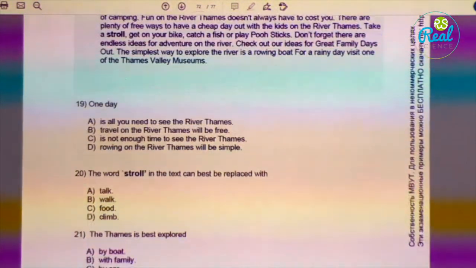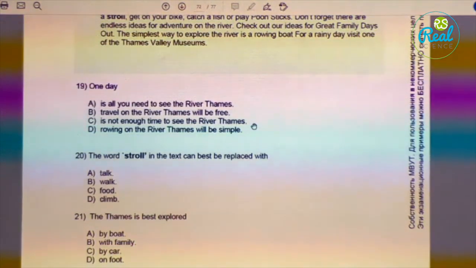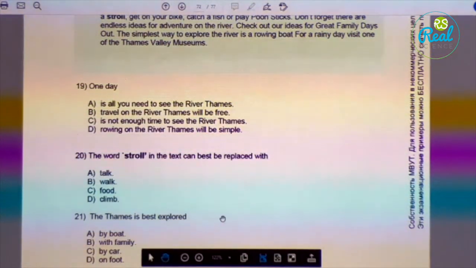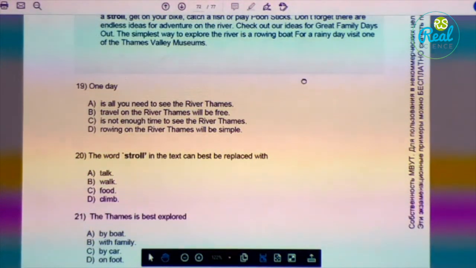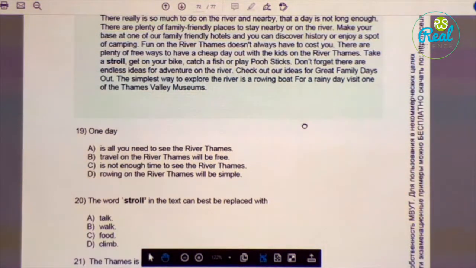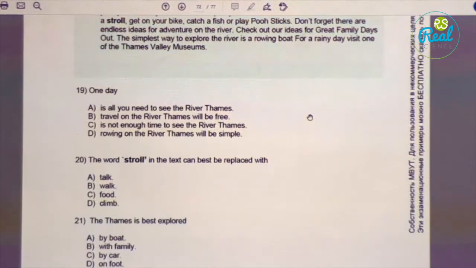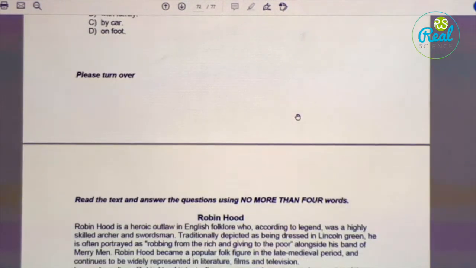So let's move on. Okay, the Thames is best explored. Is it visible? Yes. In that case, could you remember the answers? Could you quickly write it? Then I will move to the text. Okay, now look at the text. Previous sentence. A1. The Thames is best explored by both. All of you agree? Yes. Nice. Good. Now let's move to the next one.